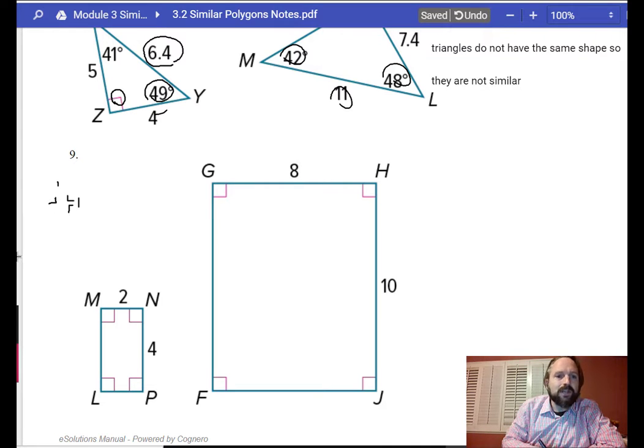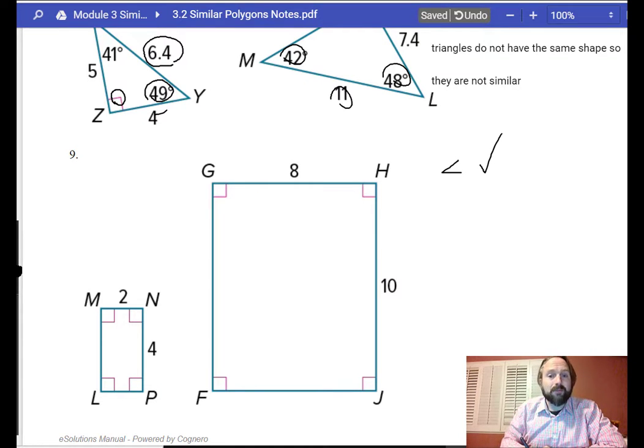The first check is, do they have the same angles? If we look right here, 90, 90, 90, 90, 90, 90, 90, 90. So all the angles are done. Angles, check. Now we check the proportion. I'm going to check the long side to the long side, so let's make the larger one be on top this time. 10 over 4. Does that equal 8 over 2?